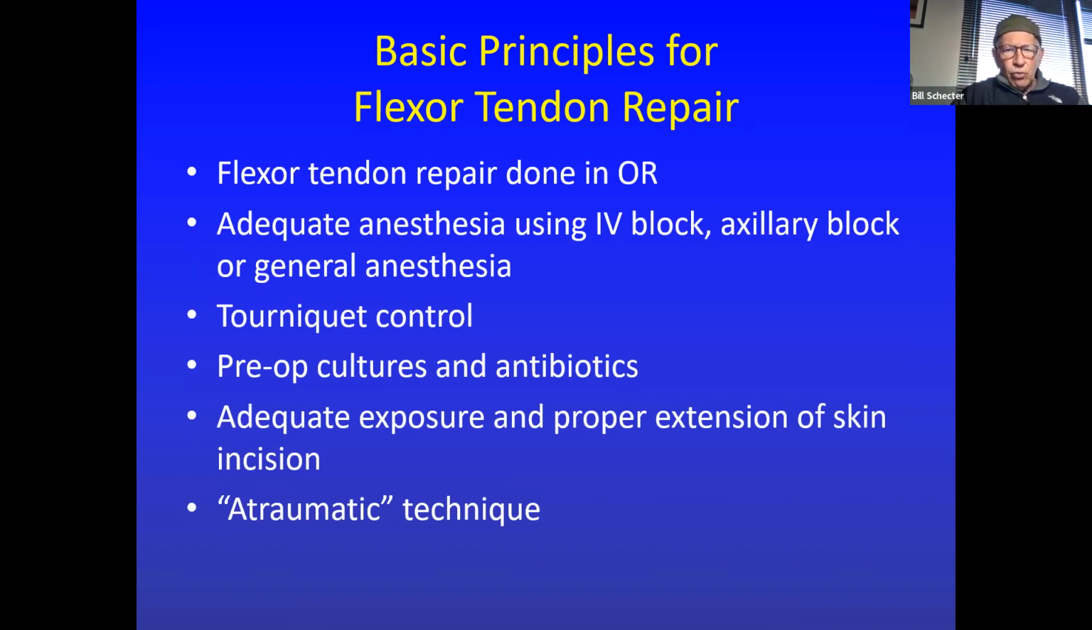If it's a contaminated wound, you can consider cultures. I have to admit that I didn't usually do that. You have to have adequate exposure by making proper skin incisions. And most of all, you have to have atraumatic technique. You've got to be very, very gentle, because remember, we're trying to minimize adhesion.